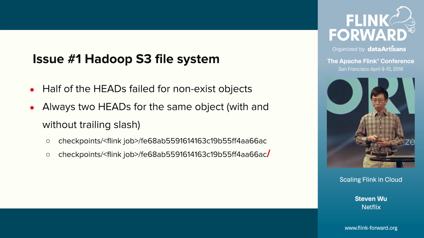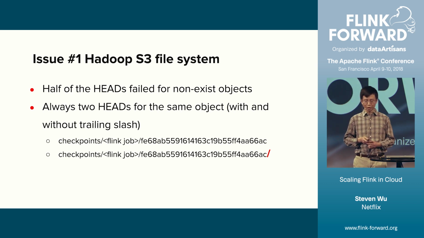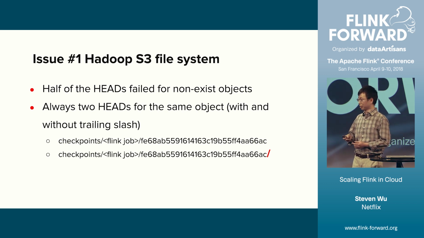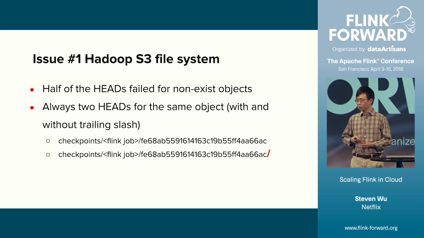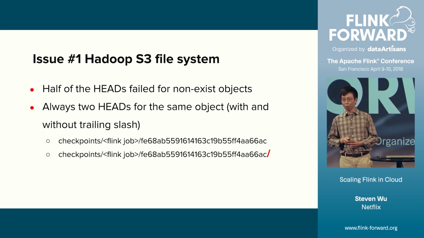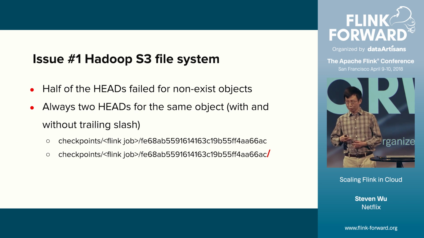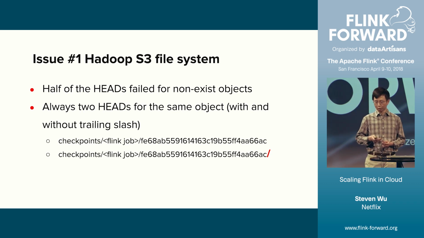We are always making 2 metadata requests for the same object, with and without the trailing slash. This is because of the implementation of the Hadoop S3 adapter. But we actually didn't pursue this problem, because this just explains a 2 times difference, and we're trying to find out what's the 100 times difference. So we have a bigger fish to hunt here. After we fix the other big problem, this problem is tolerable to us, so we didn't even bother to pursue a fix.